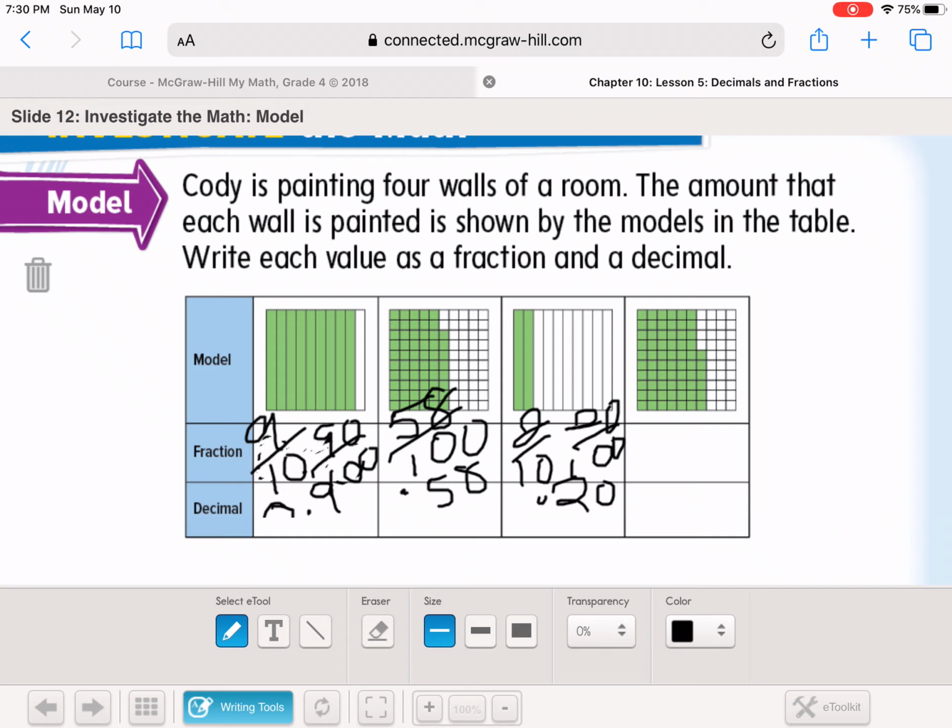Over here, I have 10, 20, 30, 40, 50, 60, 61, 62, 63, 64, 65. So I have 66 out of 100 or 0.66, okay?